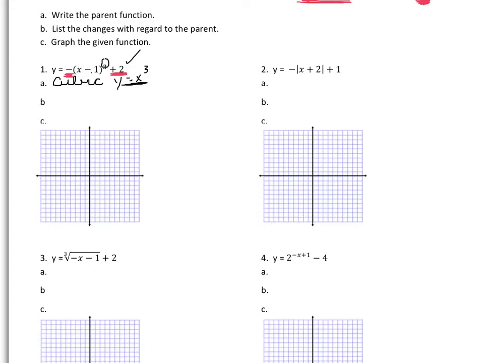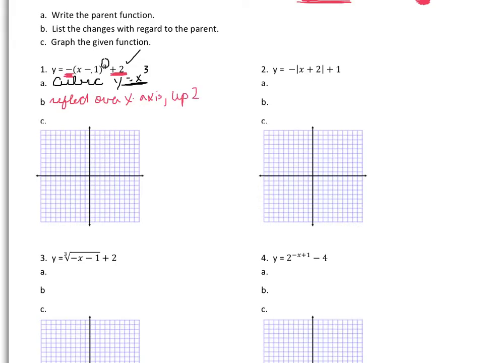So I'm going to write that down. It's going to reflect over the x-axis. And it's very important that you tell me which way it's reflecting. And then the +2 is going to make it move up. Okay, so I'm going to say that it's going to move up 2.